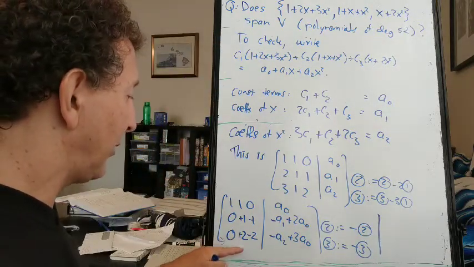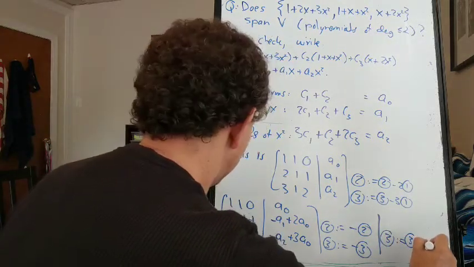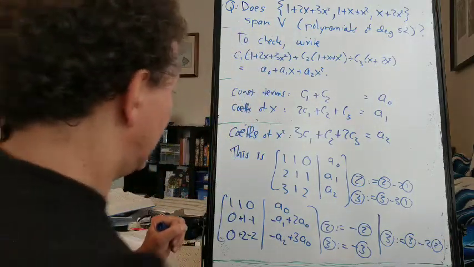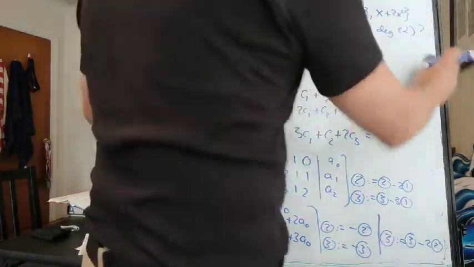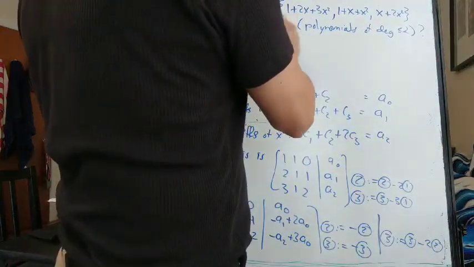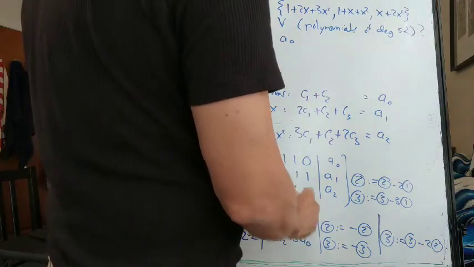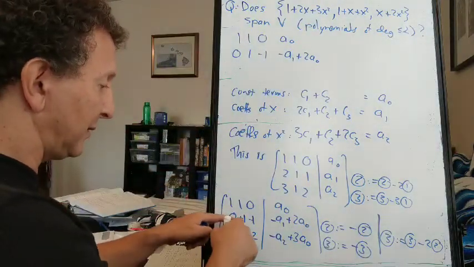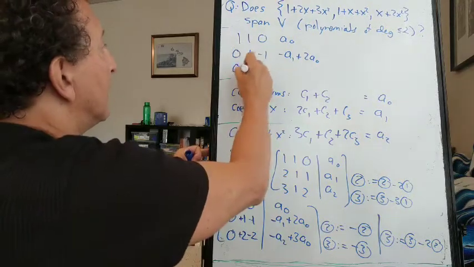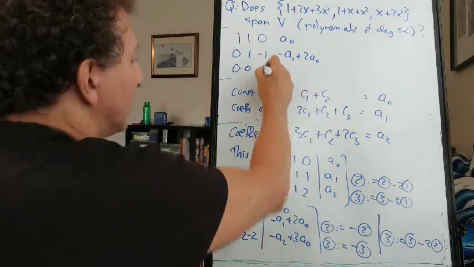Now we can take the third row and subtract 2 times the second row from it. Row 3 becomes row 3 minus 2 times row 2. And that gives us 1, 1, 0, a0, 0, 1, negative 1, minus a1 plus 2a0. And if we take away 2 times this row, 2 minus 2 is 0. Negative 2 minus 2 negative 1s is negative 2 plus 2, which is 0.